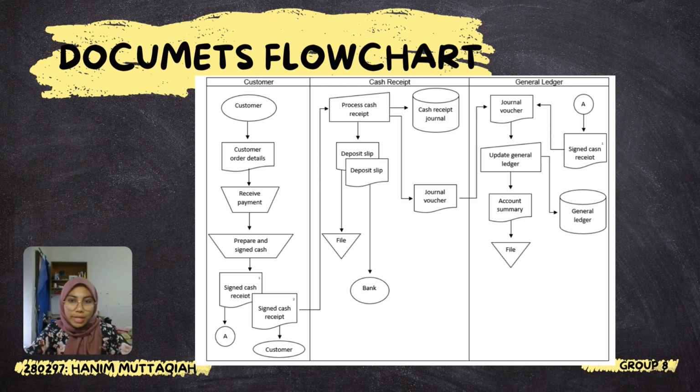There will be two cash receipts, one will be saved as collected and one will be given to the customer. Then the cash receipt will be processed and saved in the database of the cash receipt journal. Also, the cash receipt is processed into two deposit slips, which are saved into files and sent to the bank. A general voucher from the cash receipt process is sent to the accounting department for updating the general ledger.